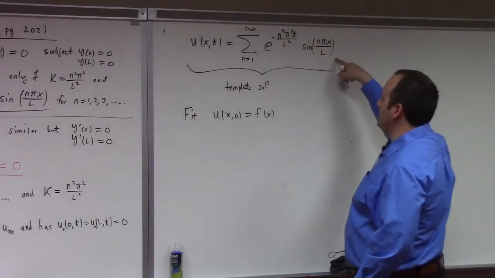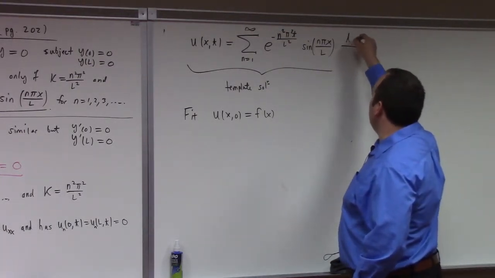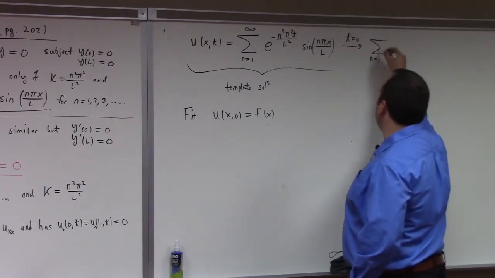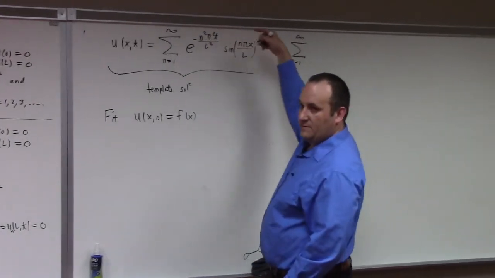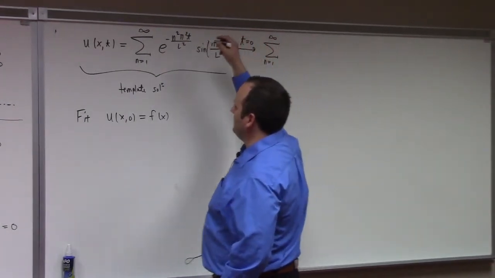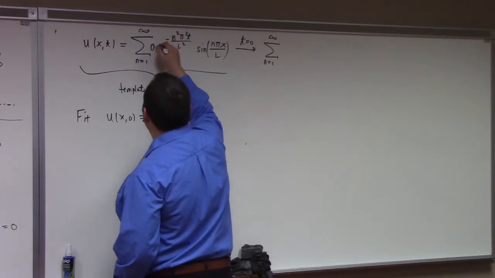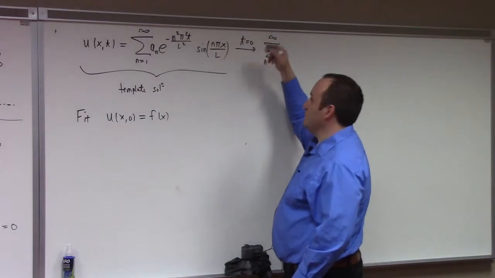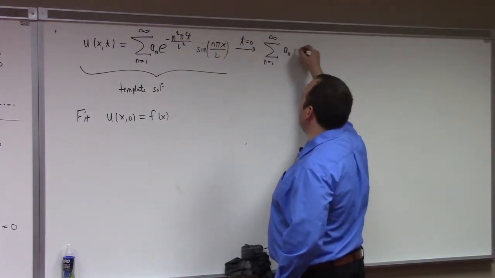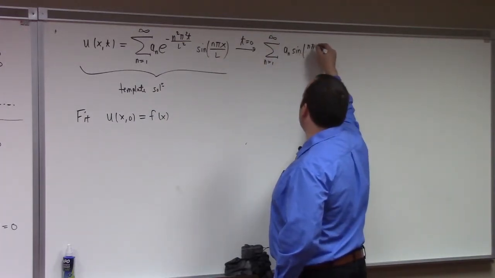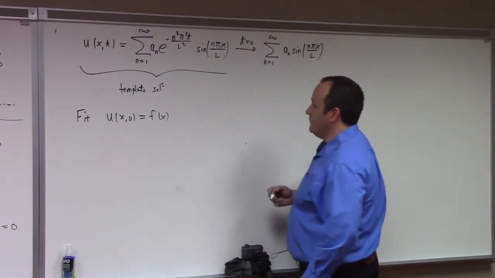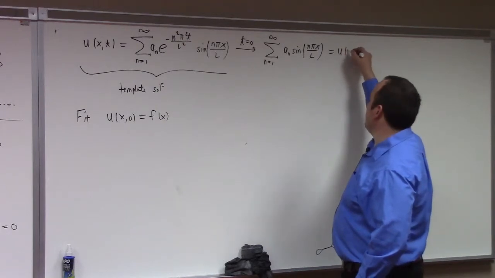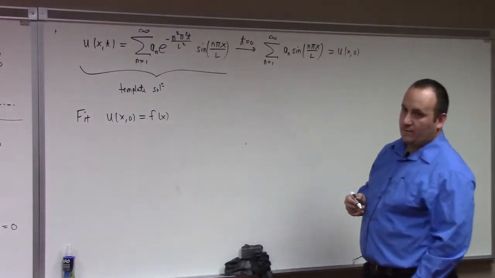So what happens if you put t equals 0 into this? The exponential goes away, right? And you know what? I forgot something important. We should say a sub n here. We need some numbers, some weights. So a sub n sine of n pi x over L. This is u of x comma 0, right?